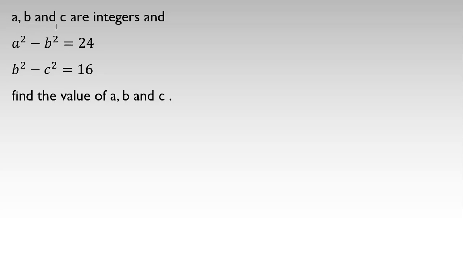A, B, and C are integers, and A squared minus B squared is equal to 24. B squared minus C squared is equal to 16. Find the value of A, B, and C.